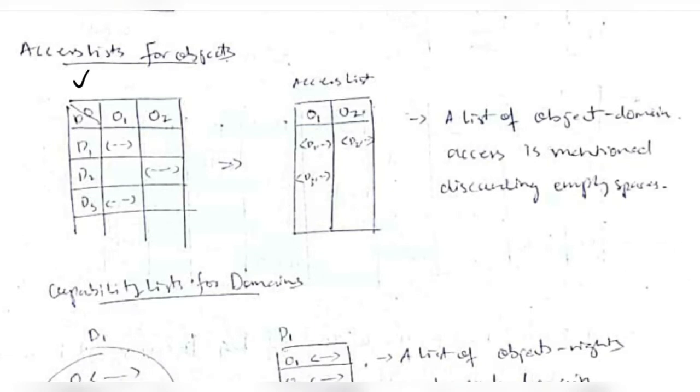See the table which I discussed in the previous slide. In that we had the objects here, and the domains and the functions here. So it takes more space because empty spaces are included, whereas in the access list we will not include those. We will only have the object name and the domains, along with the functions performed. So this will discard the empty spaces. This is known as the access list for the objects.